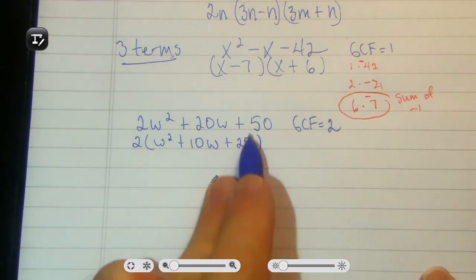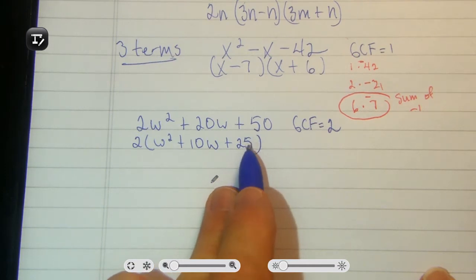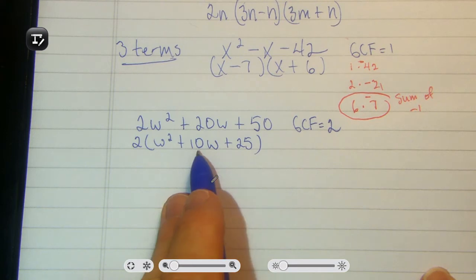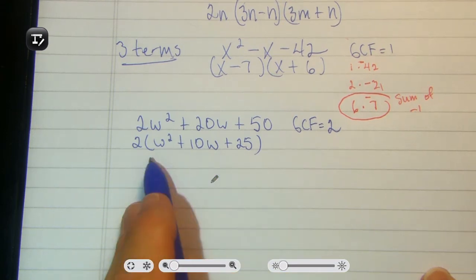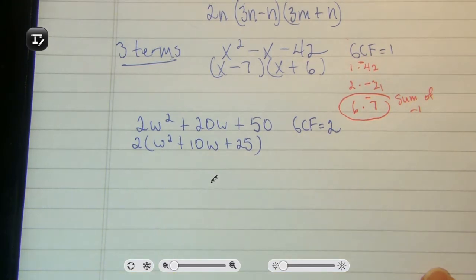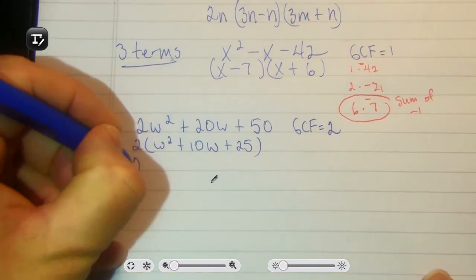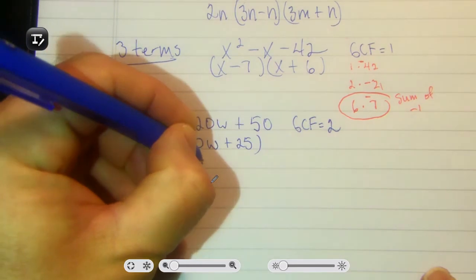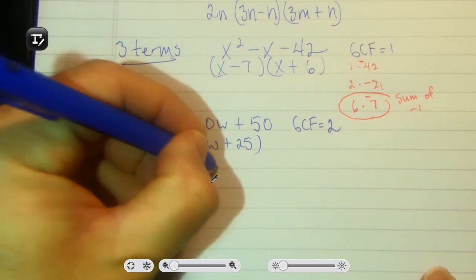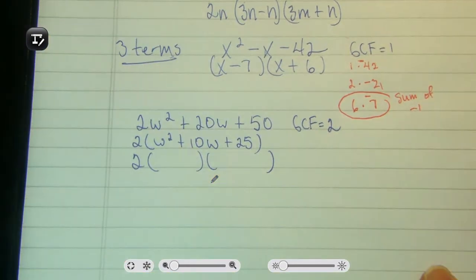Interestingly enough here, that's a perfect square, and the square root of that's 5. If I say times 2, that'll give me 10w. So that's actually a perfect square trinomial. But even if I didn't see that, I can still factor it in the way that I'm used to.